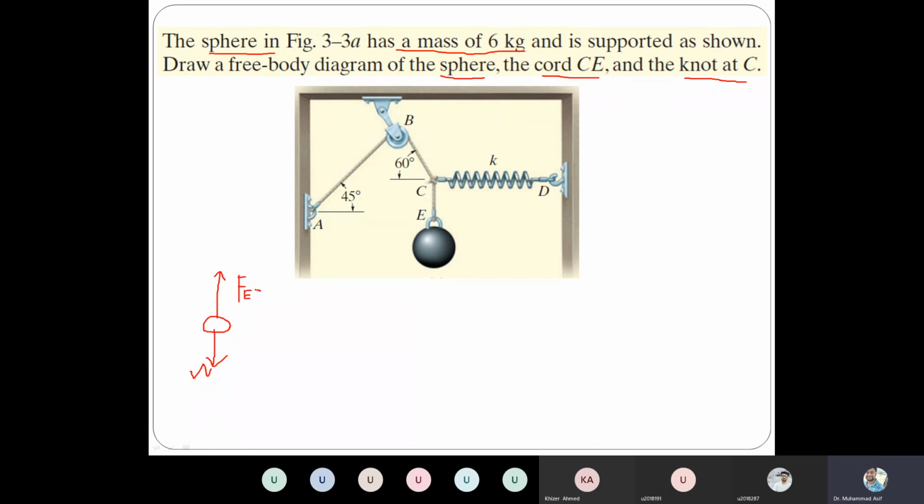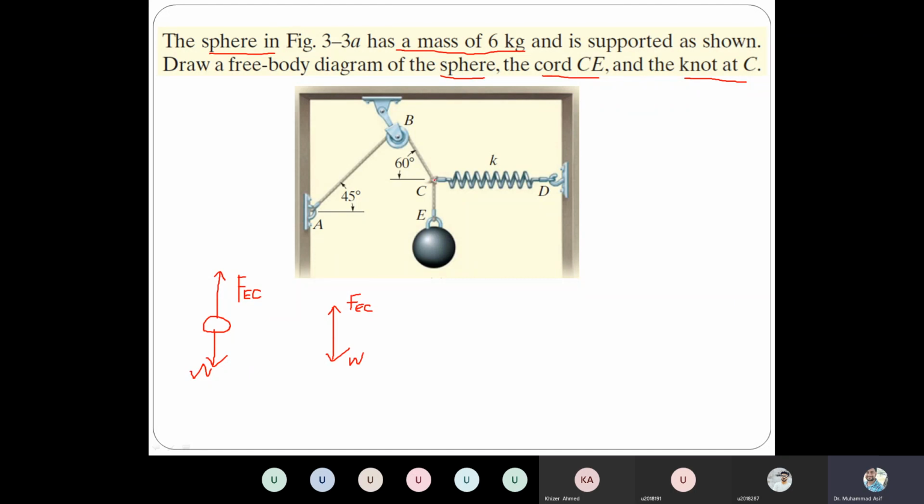upward, right? And similarly, this cord, one end is connected with the weight, whereas the tension in the cord, I mean this FEC, is basically equal to that weight, right? That is equal to that weight.